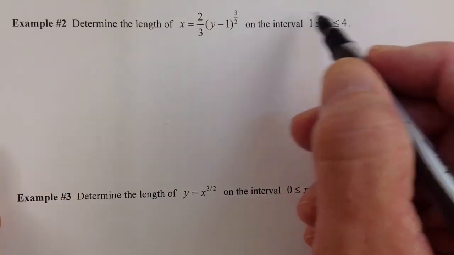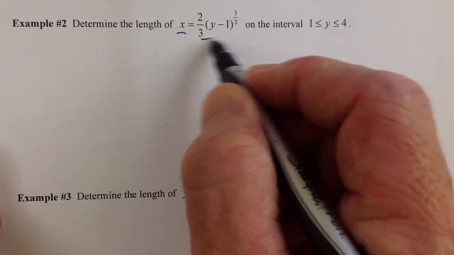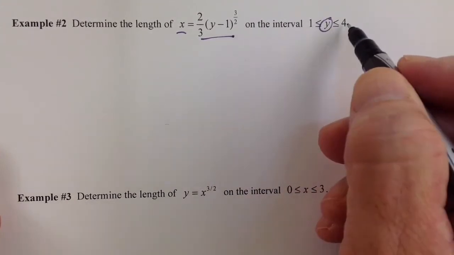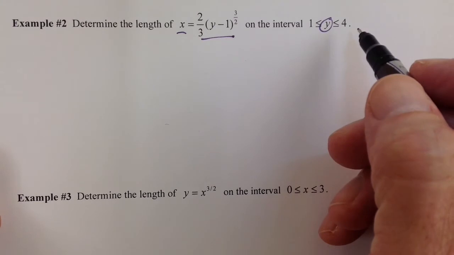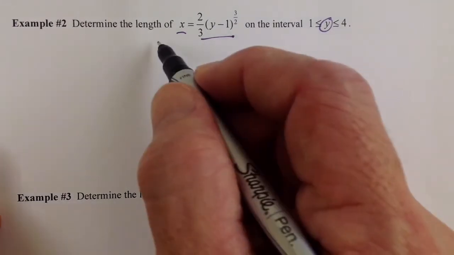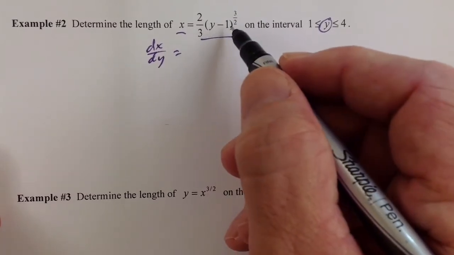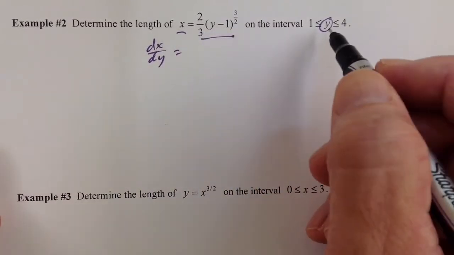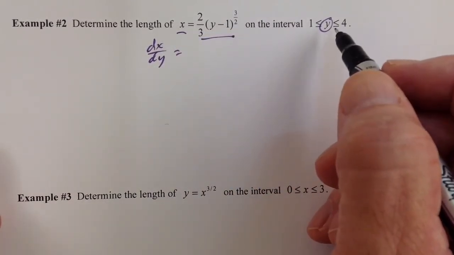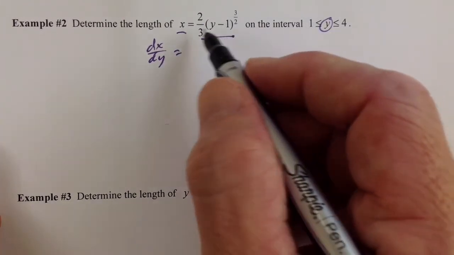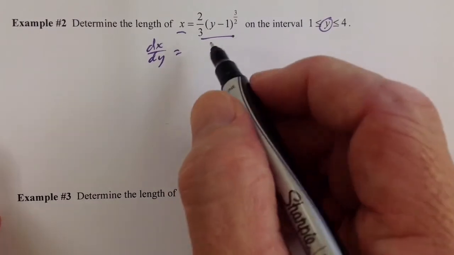We notice here that x is defined in terms of y, and also we're going to integrate from y equals 1 to y equals 4, so we might as well go ahead and find dx/dy. The temptation is to solve for y and then integrate with respect to x. That's a temptation, and it's valid, but let's just see how it goes here. If we run into some trouble, maybe we would want to switch gears.